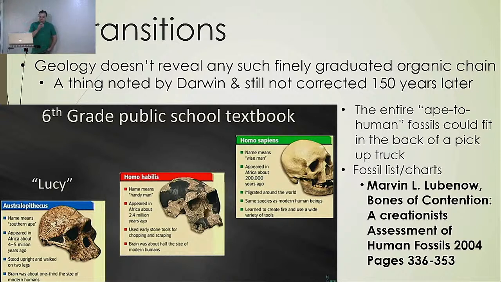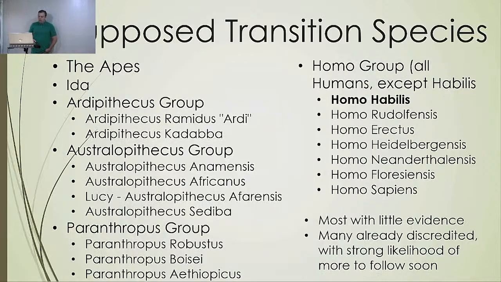Yet still there is no finely tuned gradual organic chain. This was a problem when Darwin created evolution, and it's a problem now 150 plus some years later. Here are lists of at least some of the supposed transition species. On the left, you have all the apes. On the right, for the most part, are humans. There are some exceptions, but for the most part, whenever you hear of Homo such and such, that's probably a human. Now, Homo habilis is an exception to that. That is a mixture of things which we will go into.